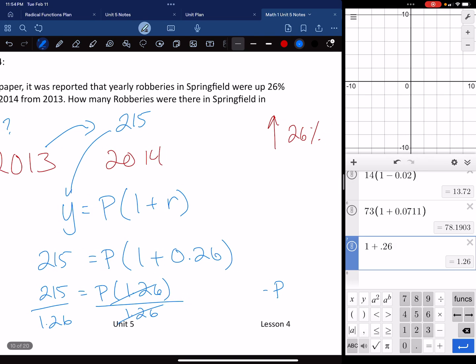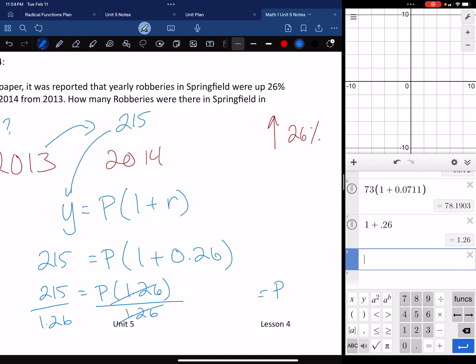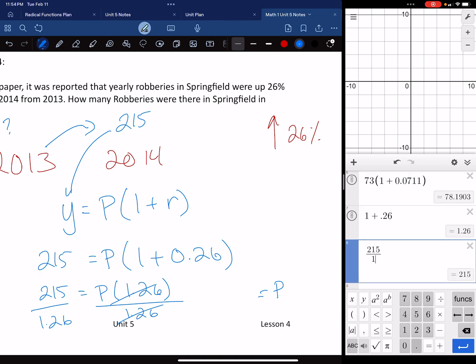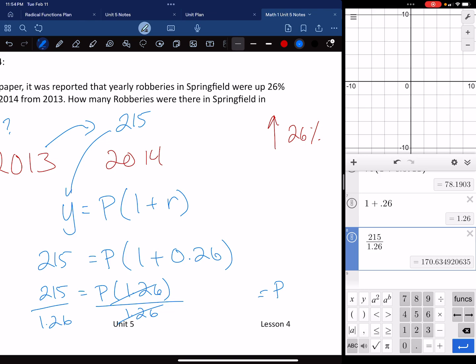So we have p equals, and we're going to use our handy-dandy calculator, 215 divided by 1.26, and you would get 170.6349, and I'm just going to stop there. We can keep going if we wanted to.